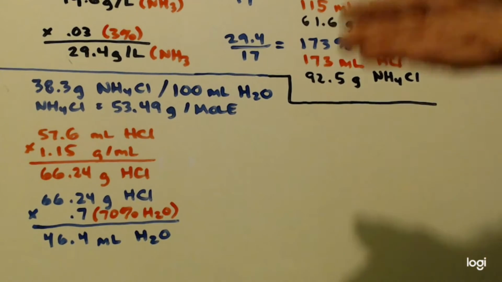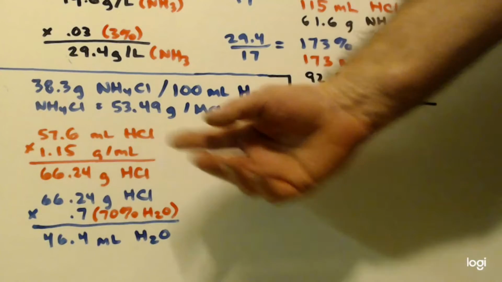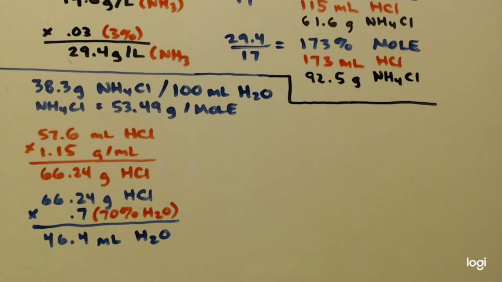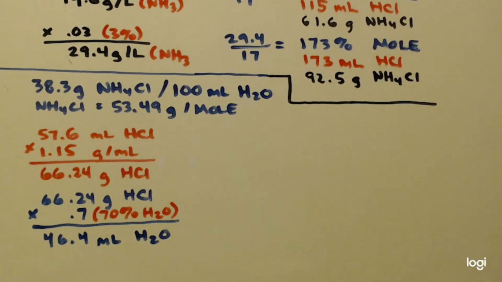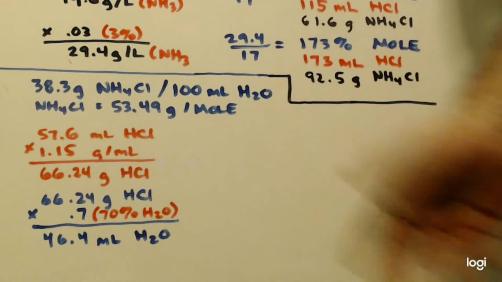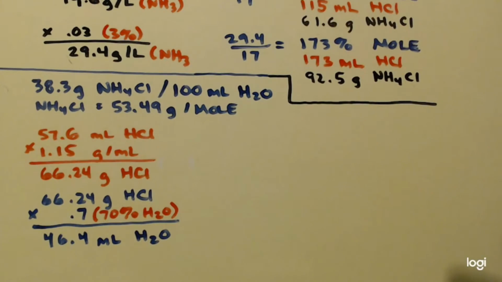So every time I put in 57.6 milliliters of hydrochloric acid, I'm going to throw in an extra 100 milliliters of water. And that way it will also dilute the acid so it doesn't heat up as much when we bubble the ammonia through it. And also, it will definitely have enough water in there to dissolve the ammonium chloride that we make. We don't want it precipitating out.